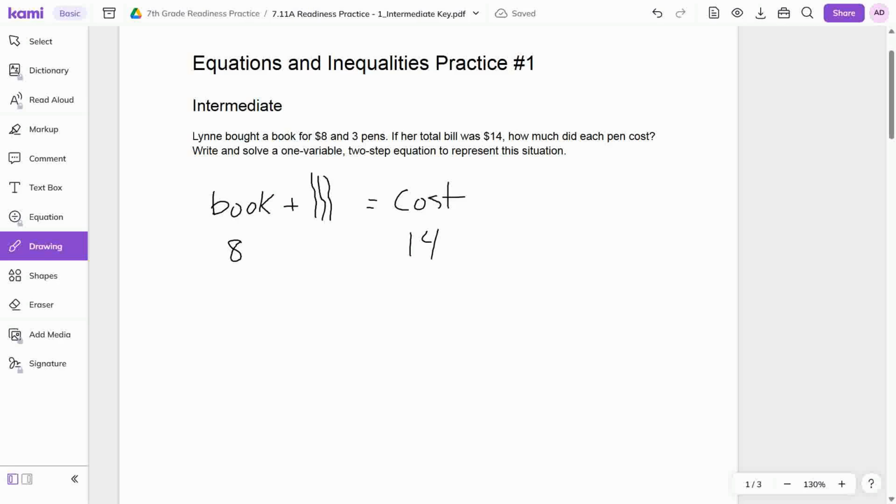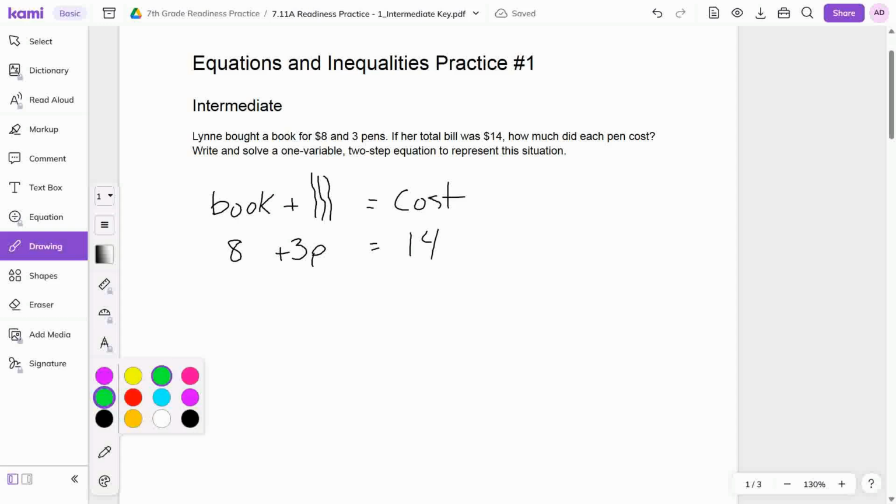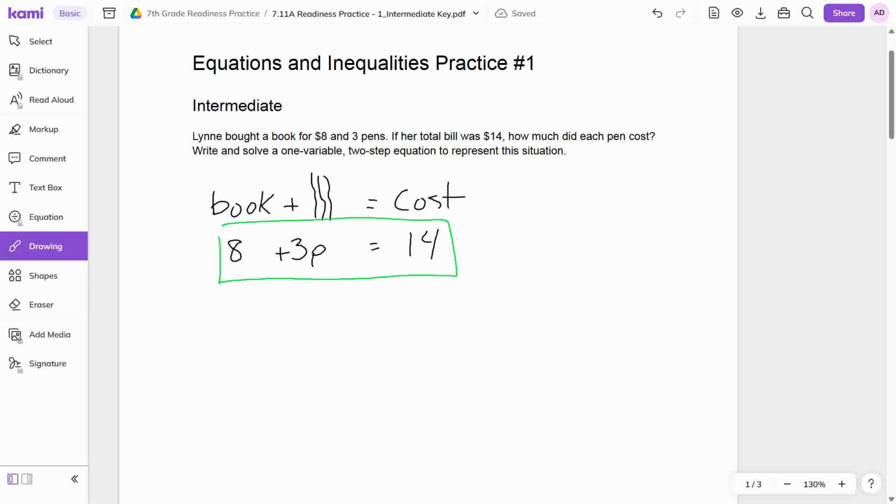All right, so we need to write and solve a one variable two-step equation here. So let's just represent the pen as p, okay? And we don't want to say 8 plus p equals 14 because there's not just one pen. There's going to be 3 pens. So here is our one variable two-step equation. First, let's put a box around this because I just took the numbers that are given to me, 8 and 14, and those are just going to be constants. And then the variable I had to assign, I'm going to make my p as pen, and there's 3 of them, so it's going to be 3 times p.